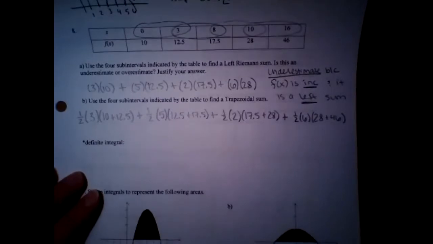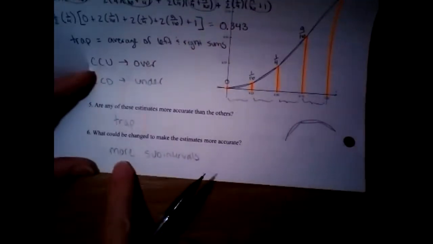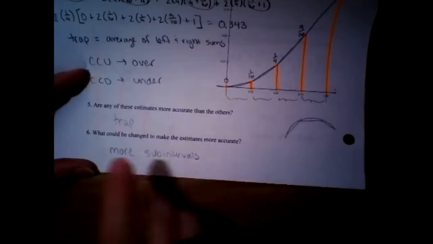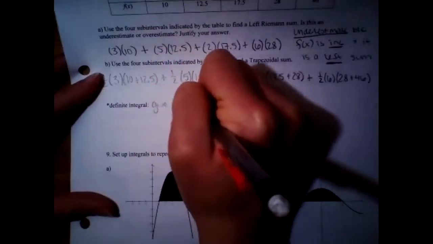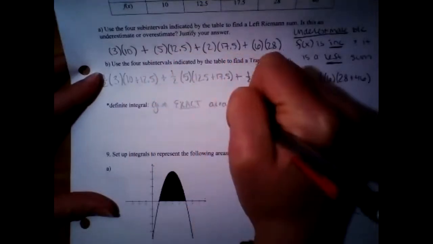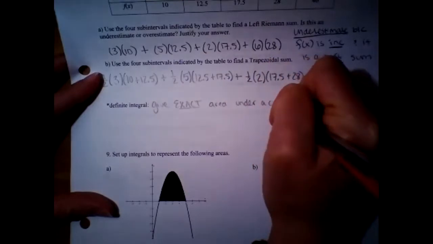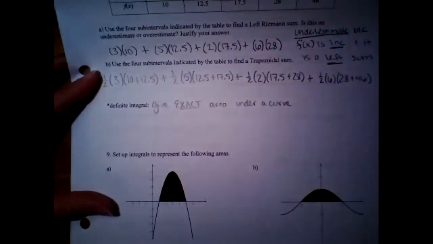All right, so where I'm headed with this, since the definite integral is the last thing we're gonna look at here, is we said, how could we make these estimates? Because everything we've done here so far is an estimate. It's not an exact answer. We said, how could we make the estimates better? And it's if we do more subintervals. So a definite integral is going to give the exact area under a curve. Everything we've done with the left, right, midpoint, and trapezoidal sums, those are all estimates.